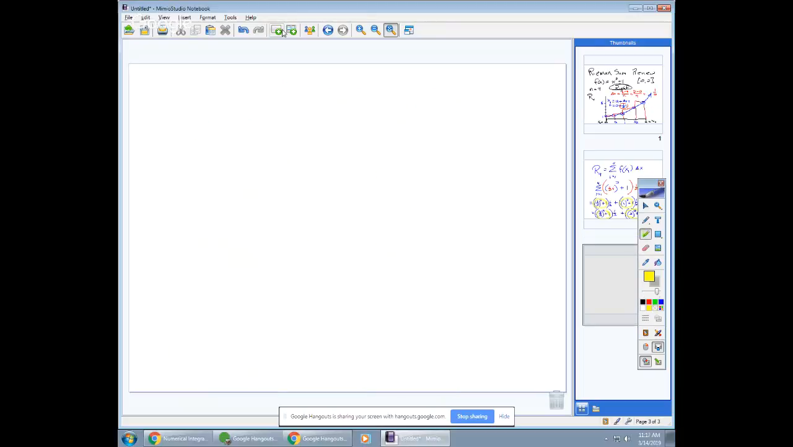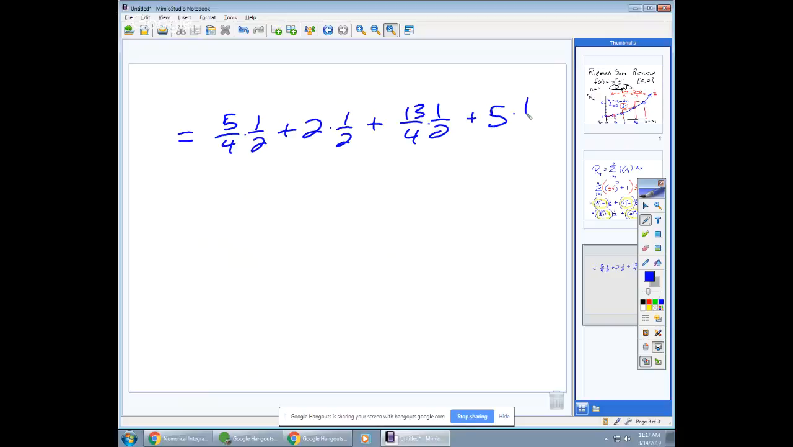So what do we got? We had (1/2) squared plus 1. So that's going to be 1 1/4 or 5/4 times 1/2. And then the next one we plugged in 1, which gives a y value of 2 times 1/2. And then we plugged in 3/2, which is 9/4 plus 1, 13/4, is that right? Times 1/2, and then we plugged in 2. And we got 5 times 1/2.